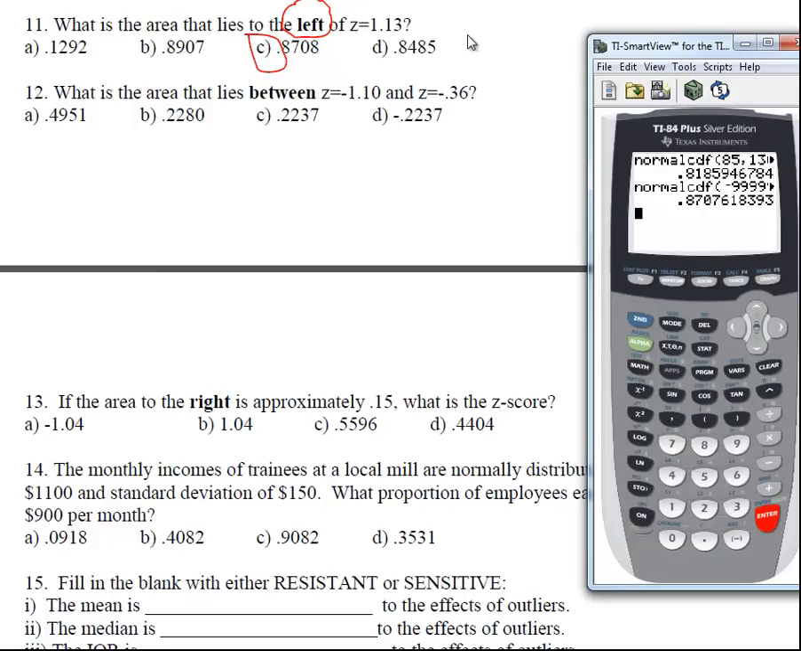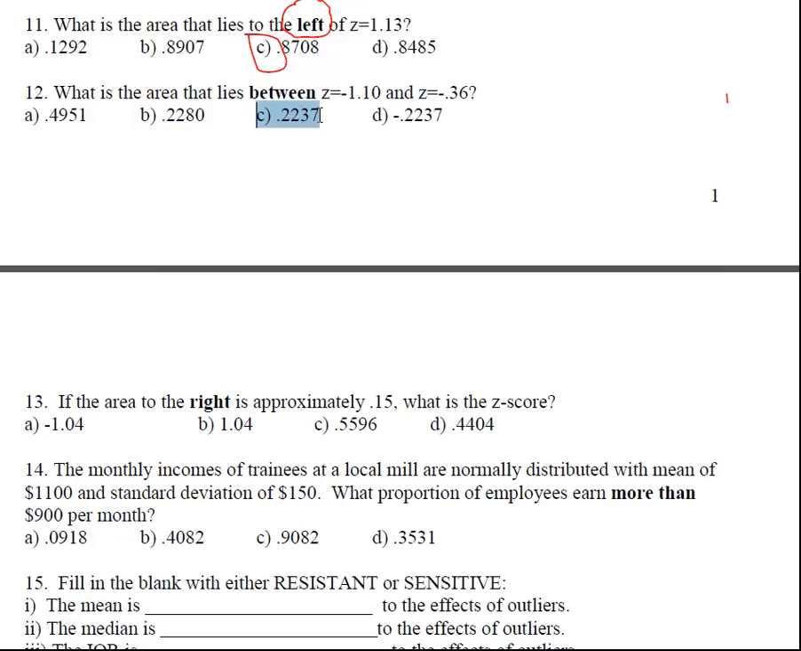Since I have the calculator handy, we'll do it on the calculator first. What is the area between negative 1.10 and negative 0.36? So I go to my calculator and do the normal CDF. I put in negative 1.10 for my lower bound. And for my upper bound, I put in negative 0.36. And I get 0.2237, so that's C.